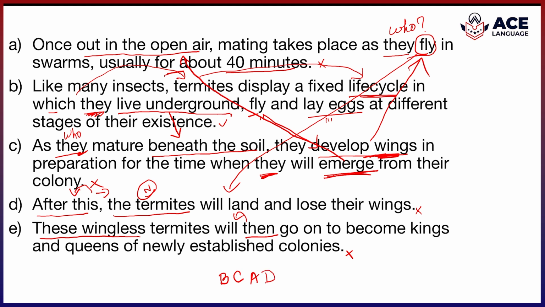If you are anyhow confused, see, the last sentence, number E, says these wingless termites. So as we can see in number A, they are still flying. That means they do have their wings. So they cannot be wingless termites now. So the answer here will be B as your introduction, pairing with C. C will pair with A, A will pair with D, and D will pair with E.